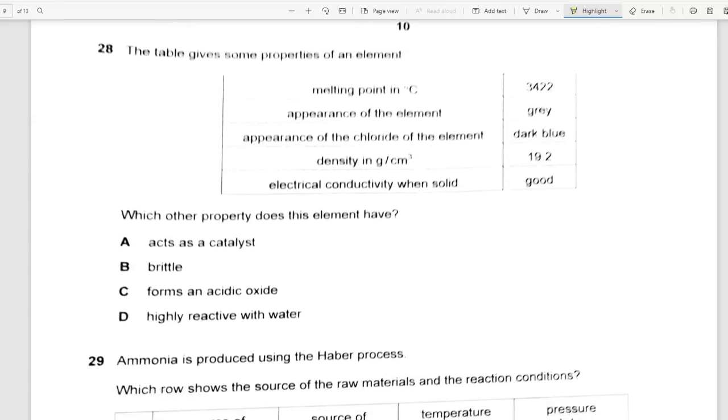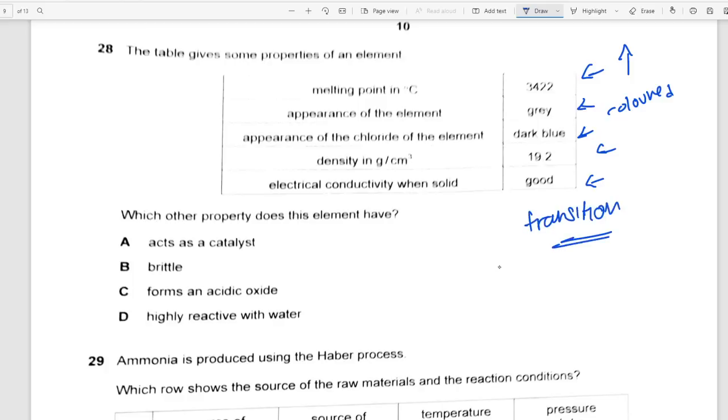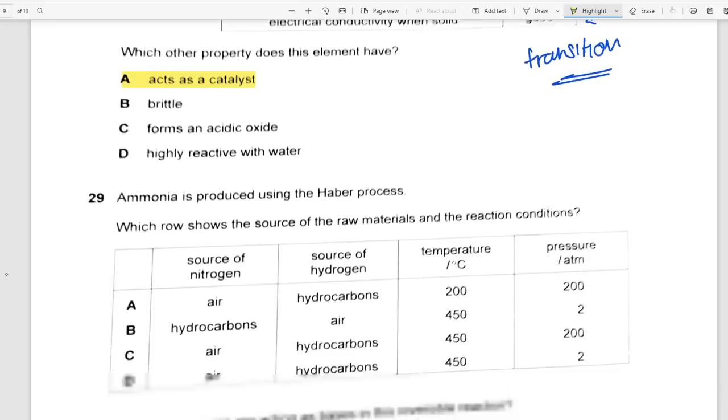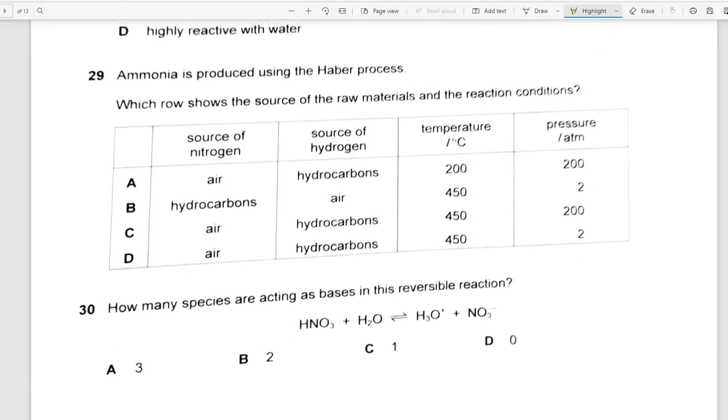The table gives some properties of an element. What can we get to know about this table? First of all, we can see the melting point is really high. Appearance, it is dark blue, meaning it's colored. It has a high density and good conductivity. It means it is a transition metal. That's the first step we have done. We have found out it's a transition metal. After it's a transition metal, we know that this acts as a catalyst. We know all transition metals act as a catalyst. So that's the answer. Move on to the next question.